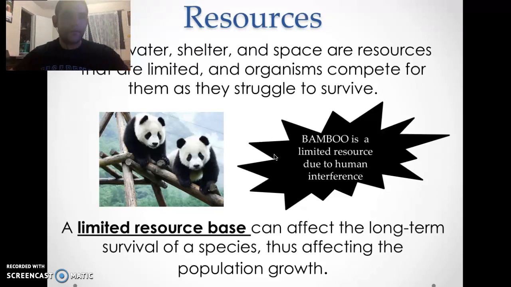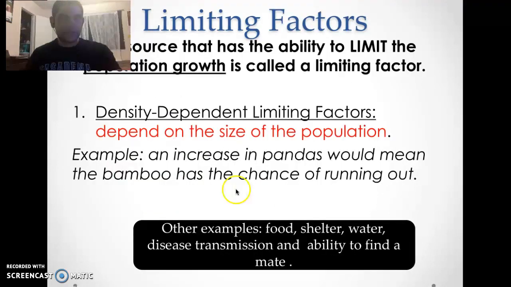We no longer consider the panda bear to be endangered, and that's why it is so important to understand that sometimes these resources are going to affect the size of a population. So a limited resource base can affect the long-term survival of the species, thus affecting the population growth. All right, so just keep that in mind and make sure that you write some of those notes.